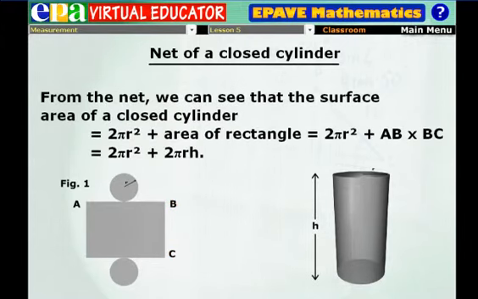From the net, we can see that the surface area of a closed cylinder is equal to 2 pi r squared plus area of rectangle, which is equal to 2 pi r squared plus AB times BC, which is equal to 2 pi r squared plus 2 pi rh.